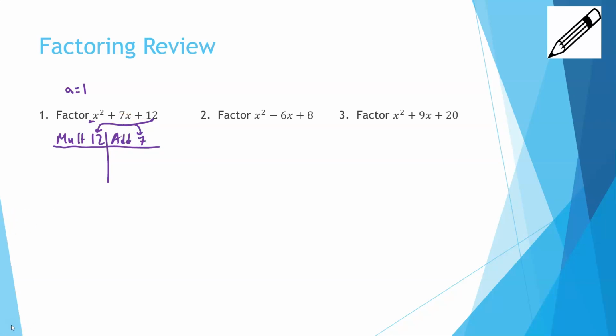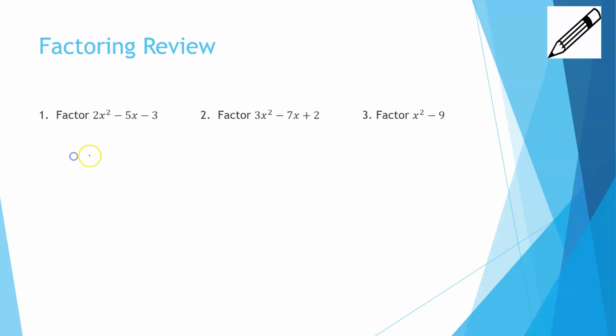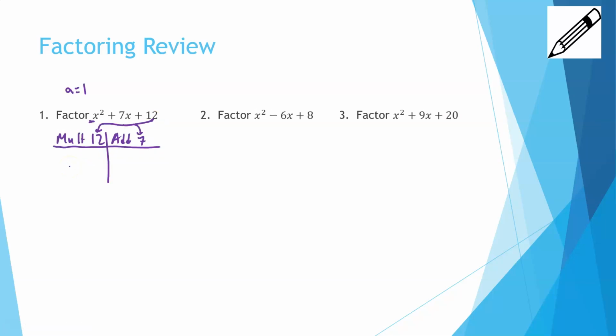So once I have this table set up, now I think of all numbers that multiply to get to 12. I have 1 times 12, 2 times 6, 3 times 4. And now I figure out what those numbers add up to: 13, 8, and 7. And now I find the pair that adds to 7, which is the 3 and the 4.